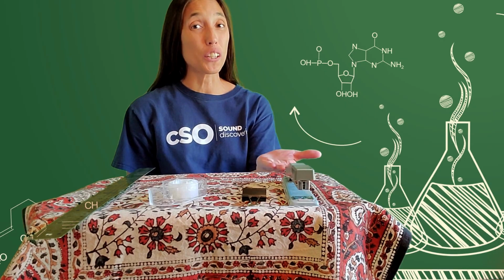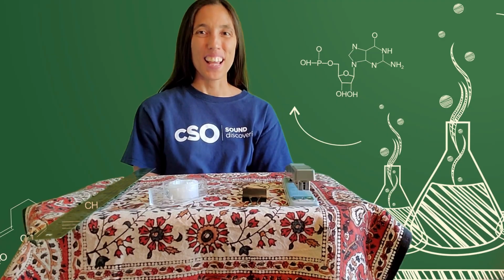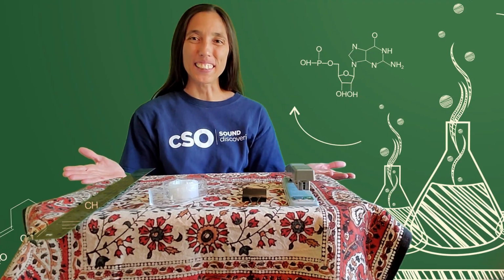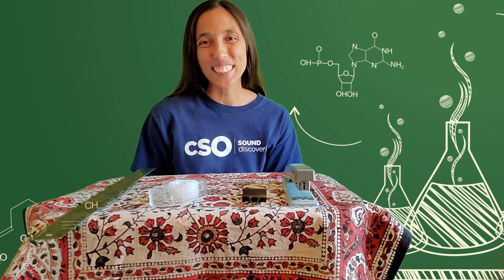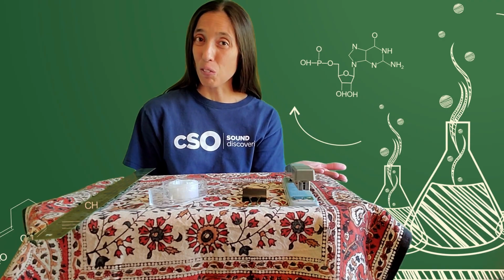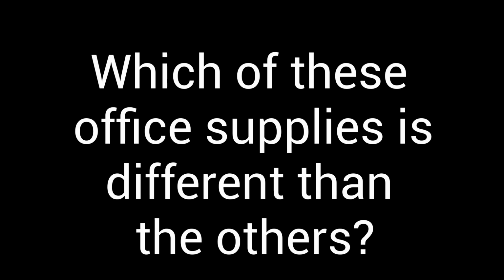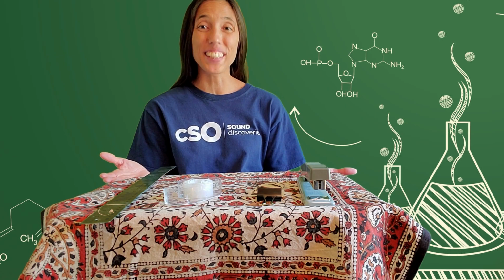What do a stapler, clip, tape, and ruler all have in common? They're all office supplies, but one of these things is not like the other. If you had to choose one of these items that was different, which one would it be? Which of these items is different than the others?